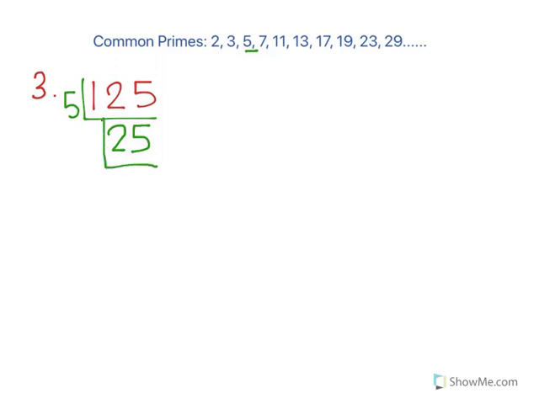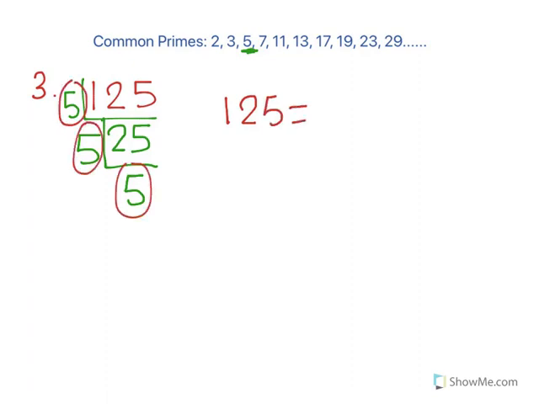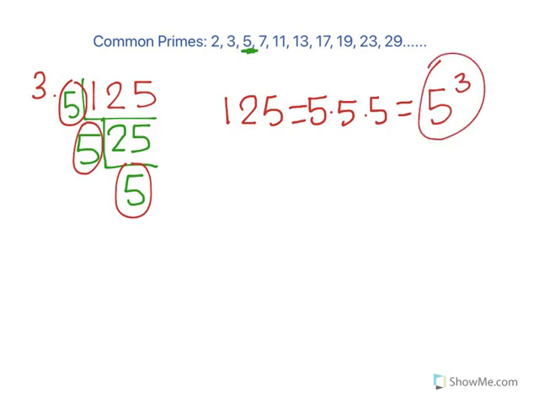Let's keep breaking it down. 25, that's also divisible by 5. 25 divided by 5 is 5. So we got a bunch of 5s here. So final answer, 125 equals 5 times 5 times 5. Or writing it with exponents, 125 equals 5 to the third power.